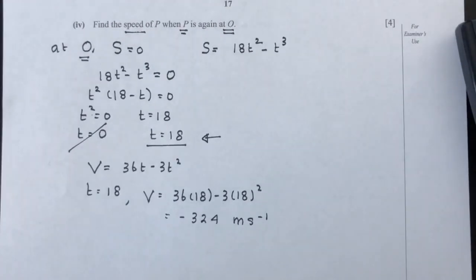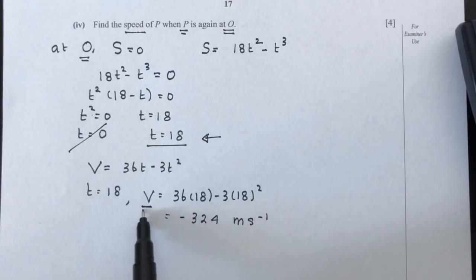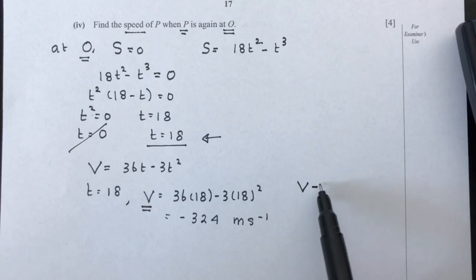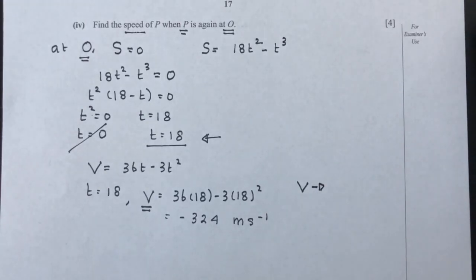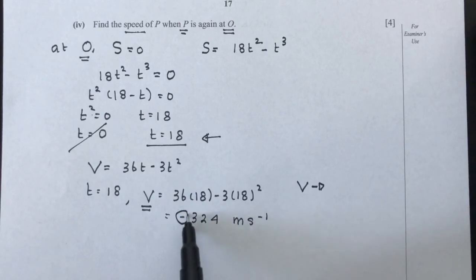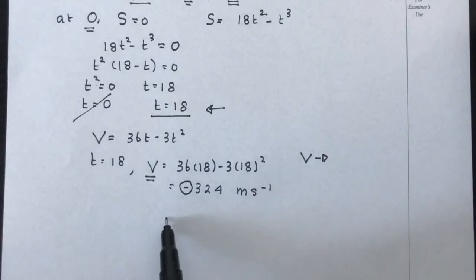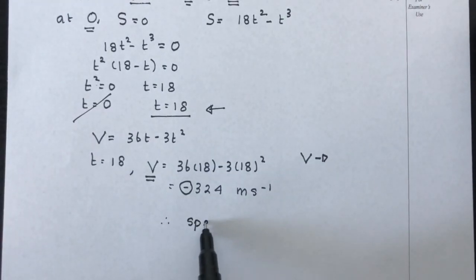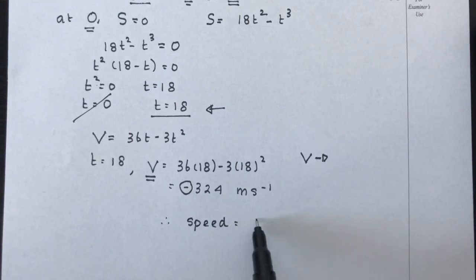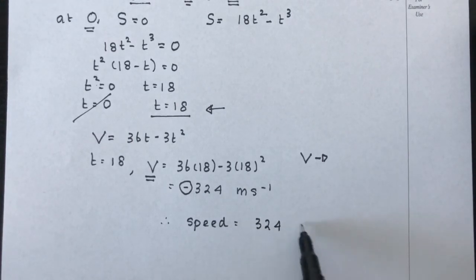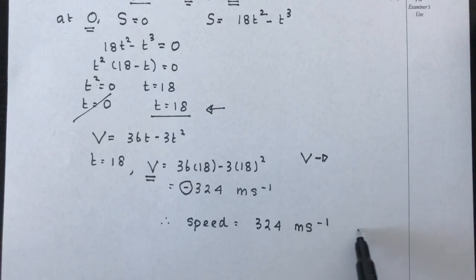Now be careful, this is your velocity. As you guys know by now, velocity is a vector quantity which has a magnitude and direction. So the minus sign is only direction, but here we want to find the speed. Speed is only a scalar quantity. Speed will be only the value but not the sign. 324 meters per second. That will be your speed.